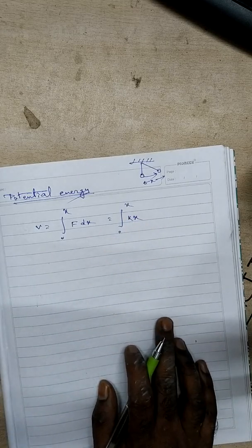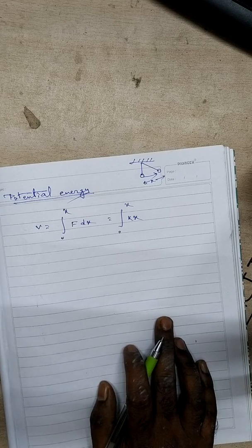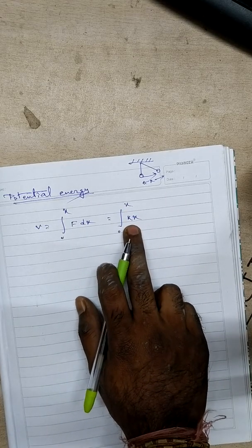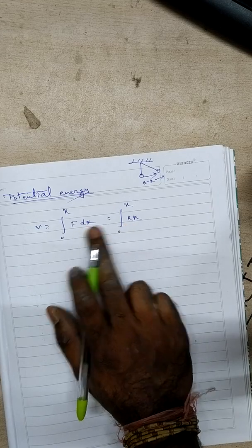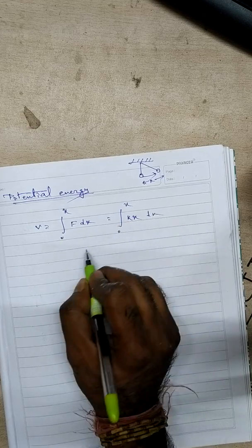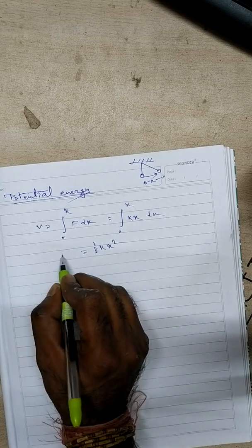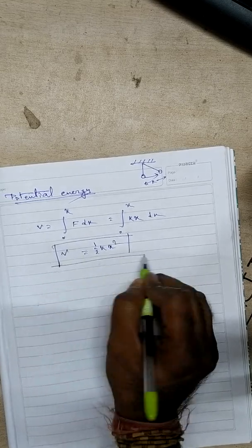When you put some force towards some direction for the moving of the body, another resisting or restoring force is generated in the opposite direction due to, obviously, Newton's third law. Every action has an equal and opposite reaction. So this becomes the integral of kx dx, which is known as half kx square. This is the potential energy of the body.